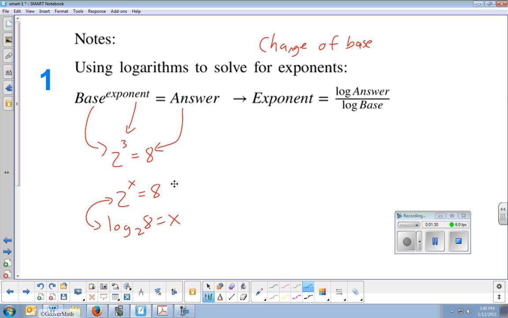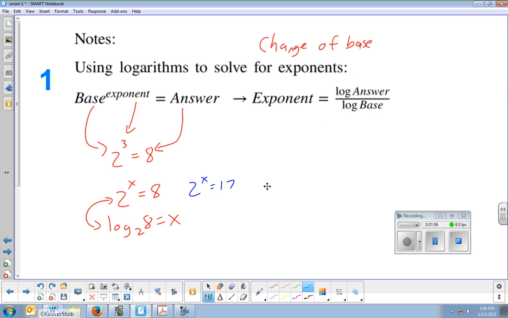Like if I said, 2 to the what equals 17. 17 is not a power of 2. It's going to be some decimal. So there's no way for me to do this by getting a common base or anything like that. So you have to use logarithms. And what you can do is exactly this. You can solve for your exponent by having your exponent equal.